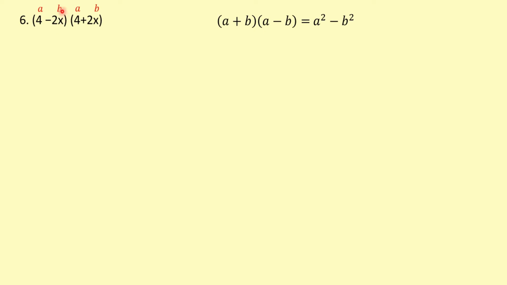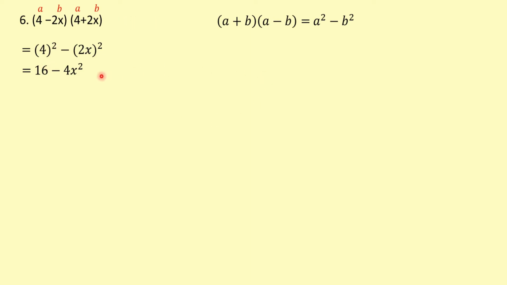Okay, so ito na yung mangyayari ngayon. So i-square natin yung ating A. So ito yung A natin, yung 4. Then minus i-square natin yung B, yun yung 2x. So 2x squared. So napakadali lang. 4 squared is 16, quantity 2x squared is 4x squared. Ito na yung final answer natin. So ganun lang. So itong part na to yung pinakamadali.